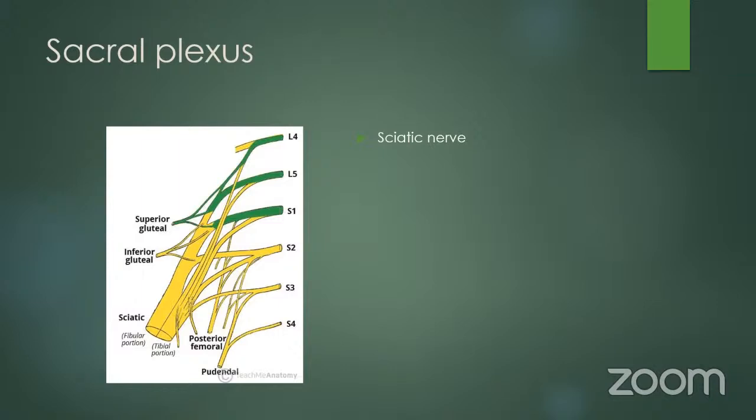in front of the pectineus muscle and goes into the thigh, passing between the greater trochanter of the femur and the ischial tuberosity, and then it enters the posterior part of the thigh. Just proximal to the popliteal crease, 6 centimeters proximal to the popliteal crease, it divides into its terminal branches, the medial tibial nerve and the lateral common peroneal nerve.